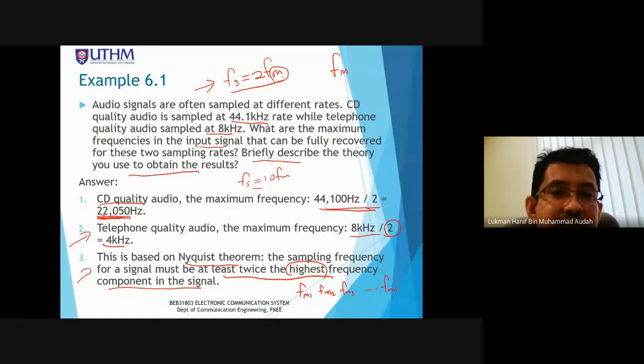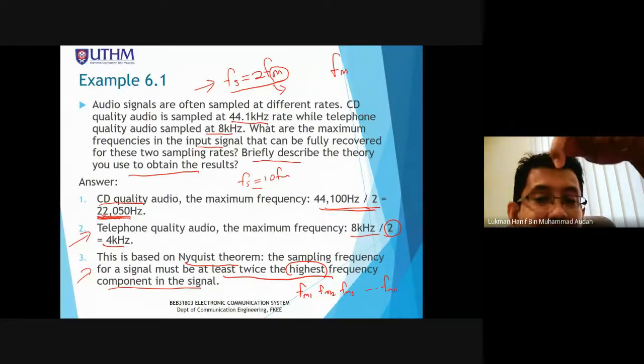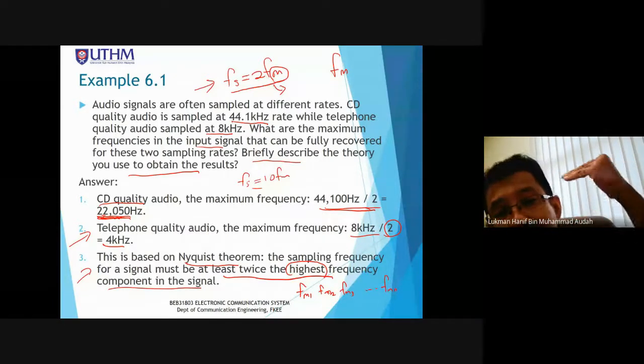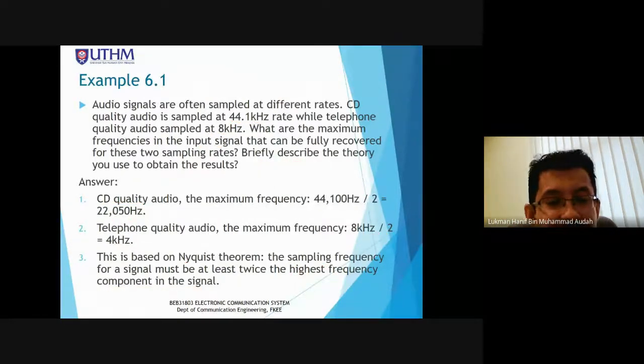Maknanya kita perlu cari nilai FM yang paling maksimum daripada input. Kalau kita ada banyak input, kita pilih nilai yang paling besar. Input frekuensi yang paling besar, itu yang kita jadikan dalam pengiraan Fs. Okay, 2 times the highest input frequency. Okay.